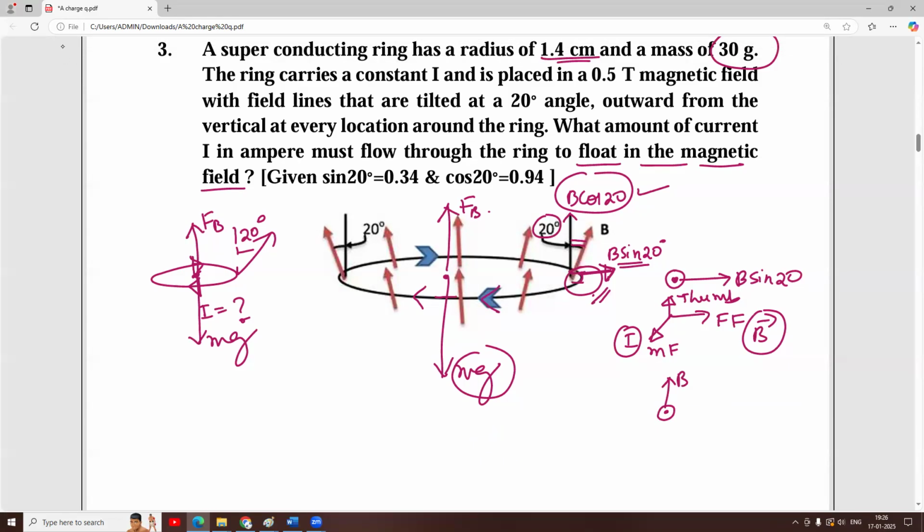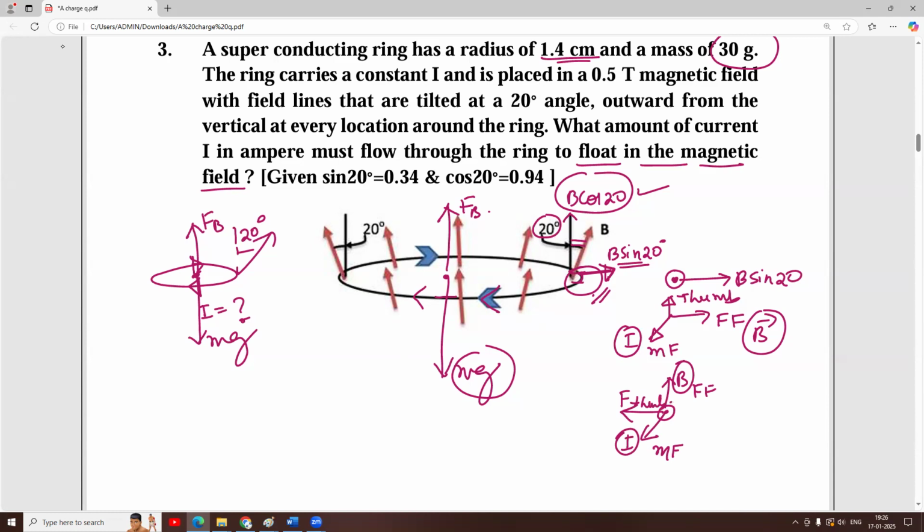So the middle finger will be pointing outside because the current is like this, and the forefinger will be pointing upwards because the magnetic field is vertically upwards. I am considering B cos theta now. Then the thumb, which shows the direction of the force, will be pointing like this.